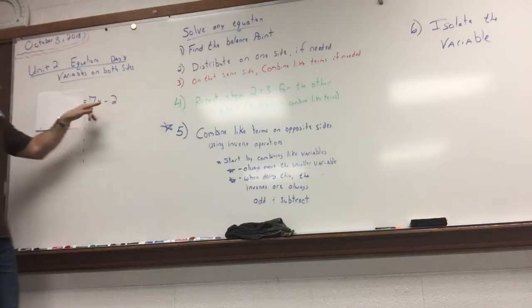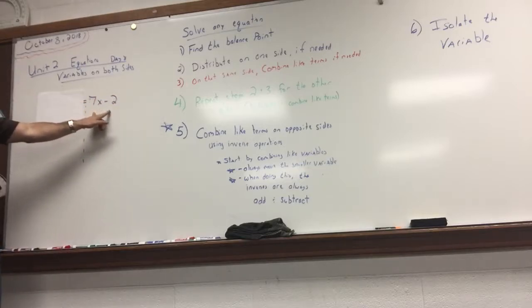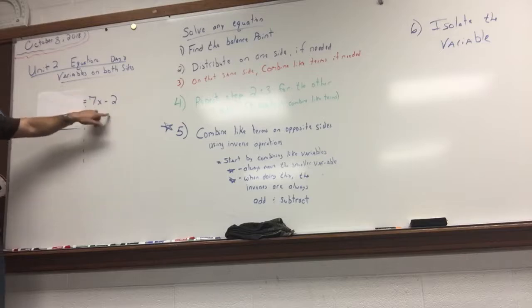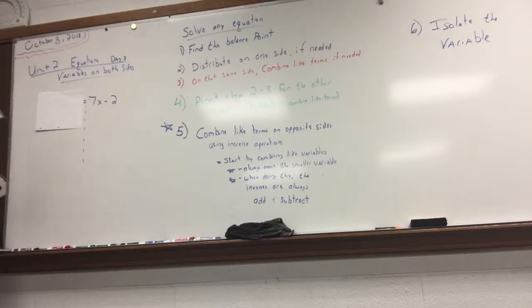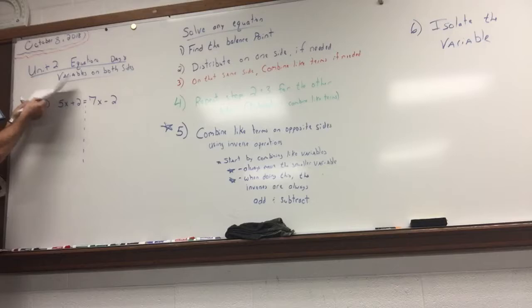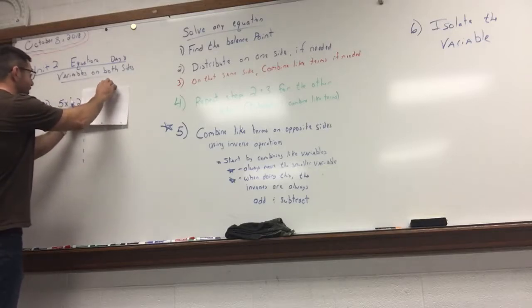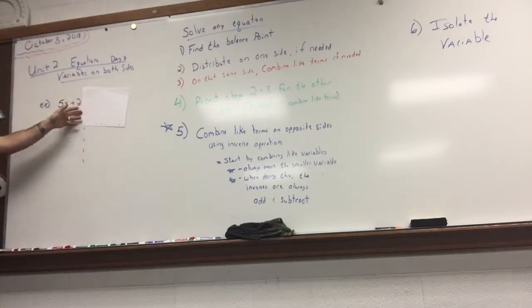On that same side, combine like terms. Can I combine my 7x with the minus 2? No. So we're done with this side. Repeat steps 2 and 3 for the other side. Notice I'm really going to cover up this side again because I don't want it. I don't even want to be distracted by it.